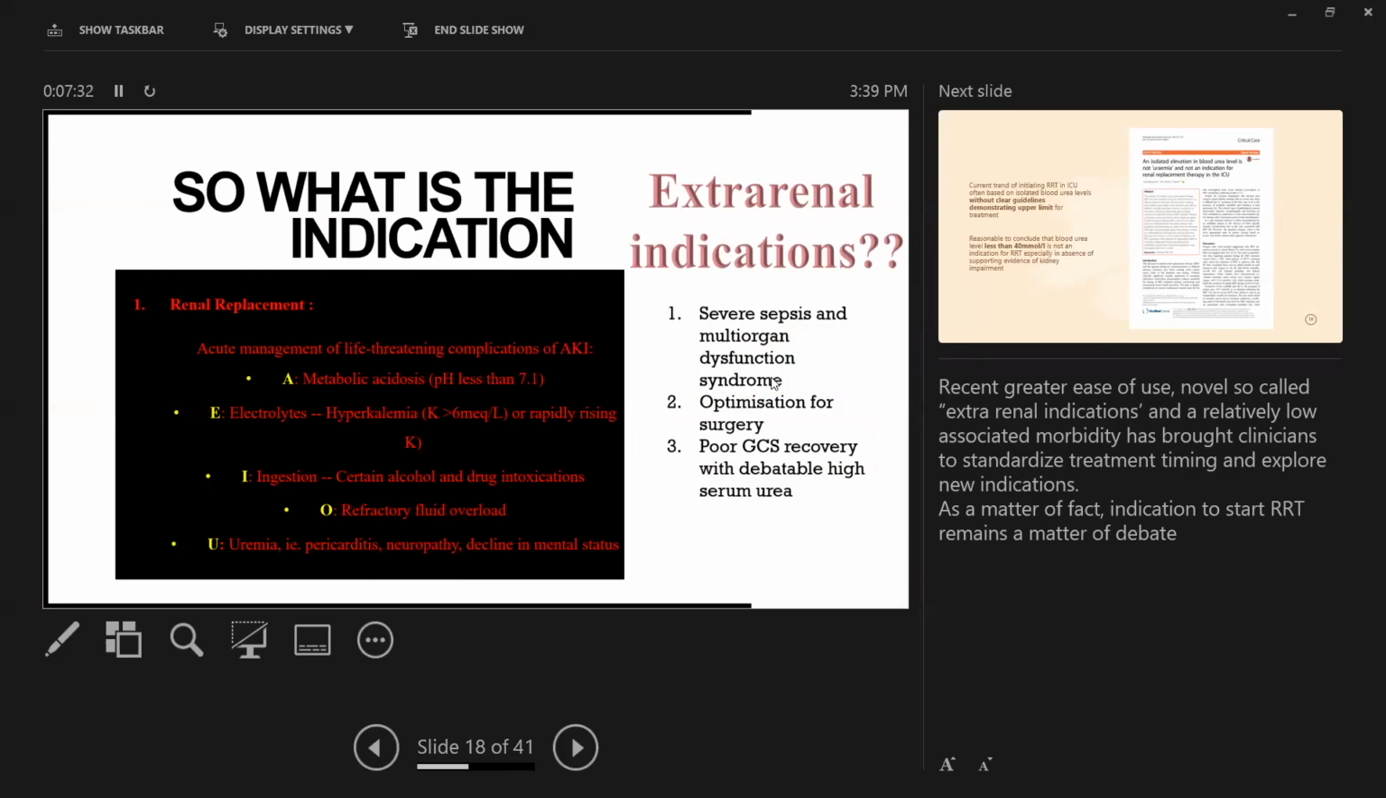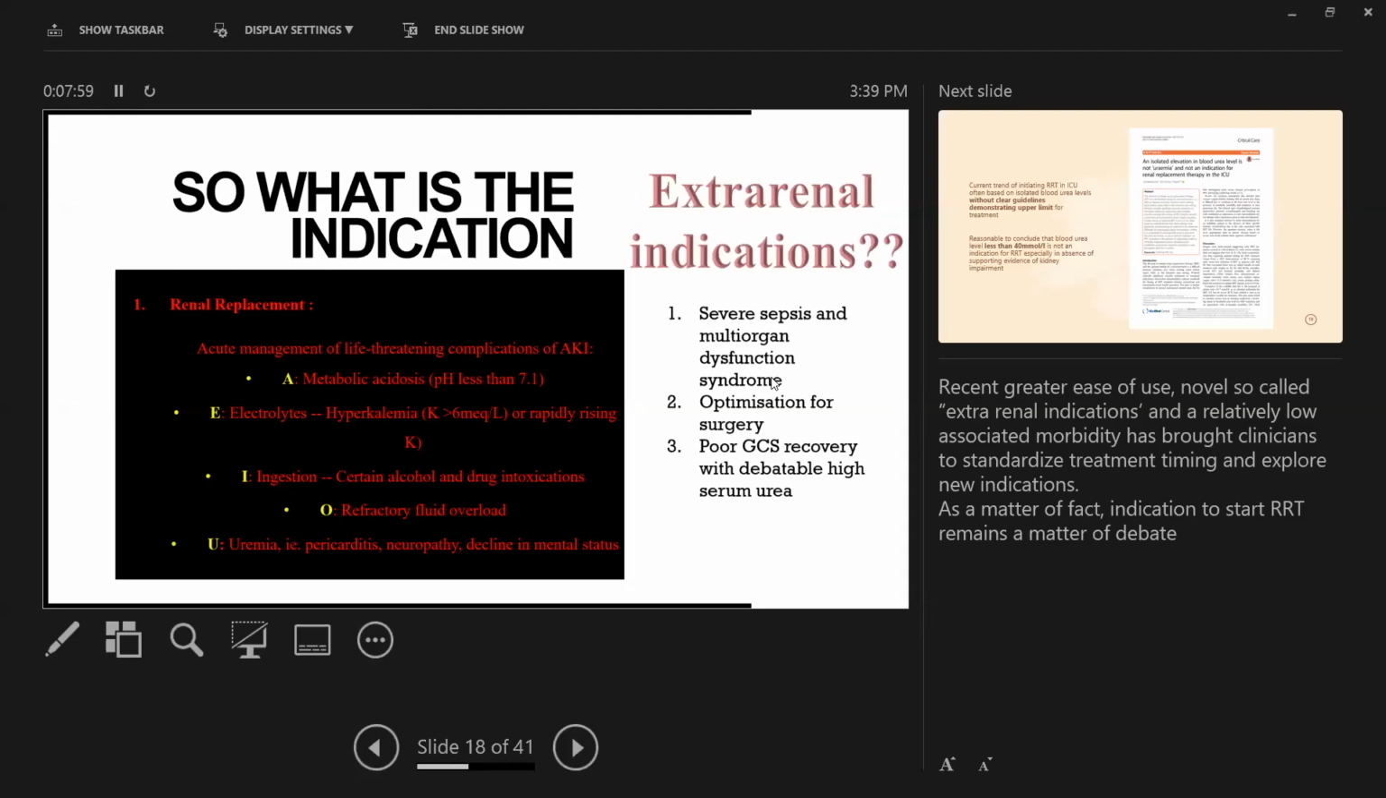A is acidosis, metabolic acidosis with pH less than 7.1. E is electrolytes, hyperkalemia or rapidly rising potassium. I is ingestion, certain alcohol or drug intoxications. O is fluid overload, refractory fluid overload, and U is uremia, for example pericarditis, neuropathy, and decline in mental status.